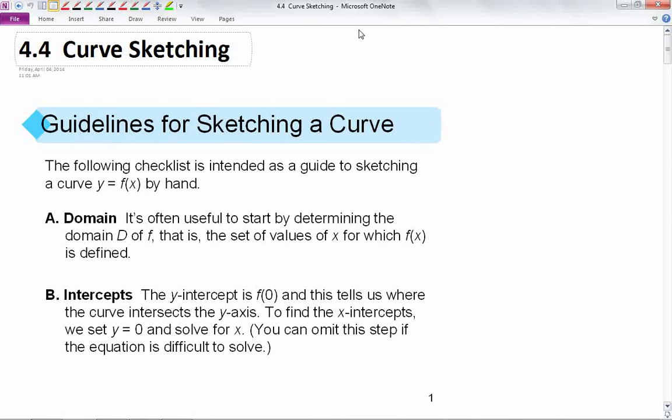As I mentioned in class, what we're going to do in this section is mostly just collect information and processes that we have learned in previous sections, and even back to college algebra, and put them all together in achieving this goal of sketching a curve, making a sketch of the graph of a specific function.